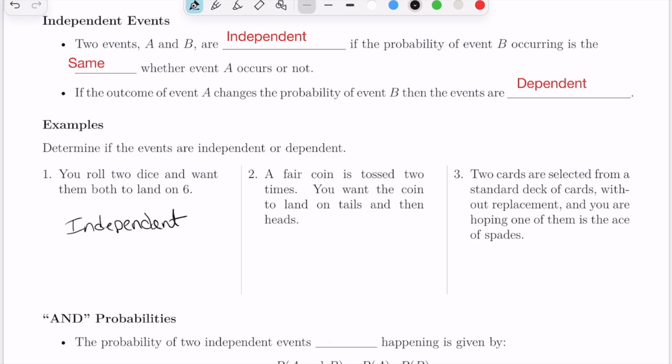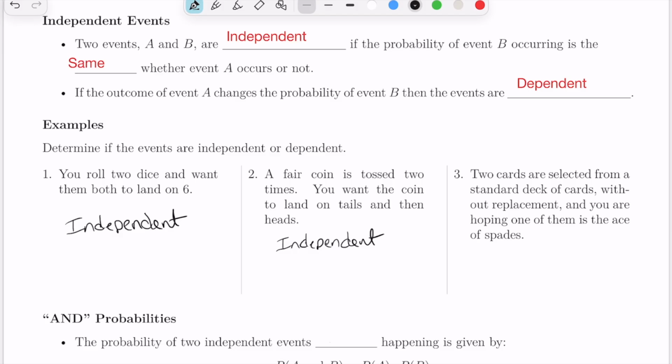A fair coin is tossed 2 times, and you want the coin to land on tails the first time and then heads. When the coin lands on tails the first time, does it affect whether or not it will land on heads? No. These are independent events as well. Knowing that the coin landed on tails the first time has no effect on whether it lands on heads the second time. Some people will even say the coin has no memory. It doesn't remember what it did last time, so it can't affect what it's going to do next time.